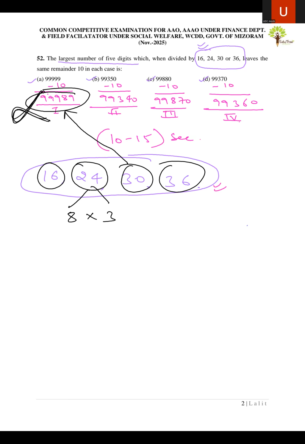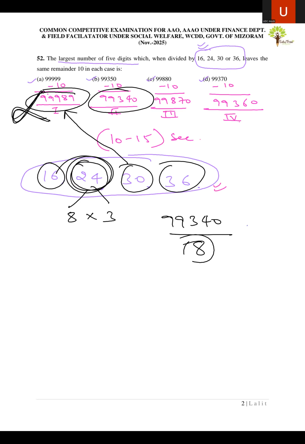Now just check by any one of them. Take 99340. Is this number divisible by 8? No. If it is divisible by 8, then it will also be divisible by 24. The rule for 8 is to just check the last three digits and see whether they are divisible by 8. Here, 8 times 4 is 32, and then 20, not divisible. So this one is also not the answer.